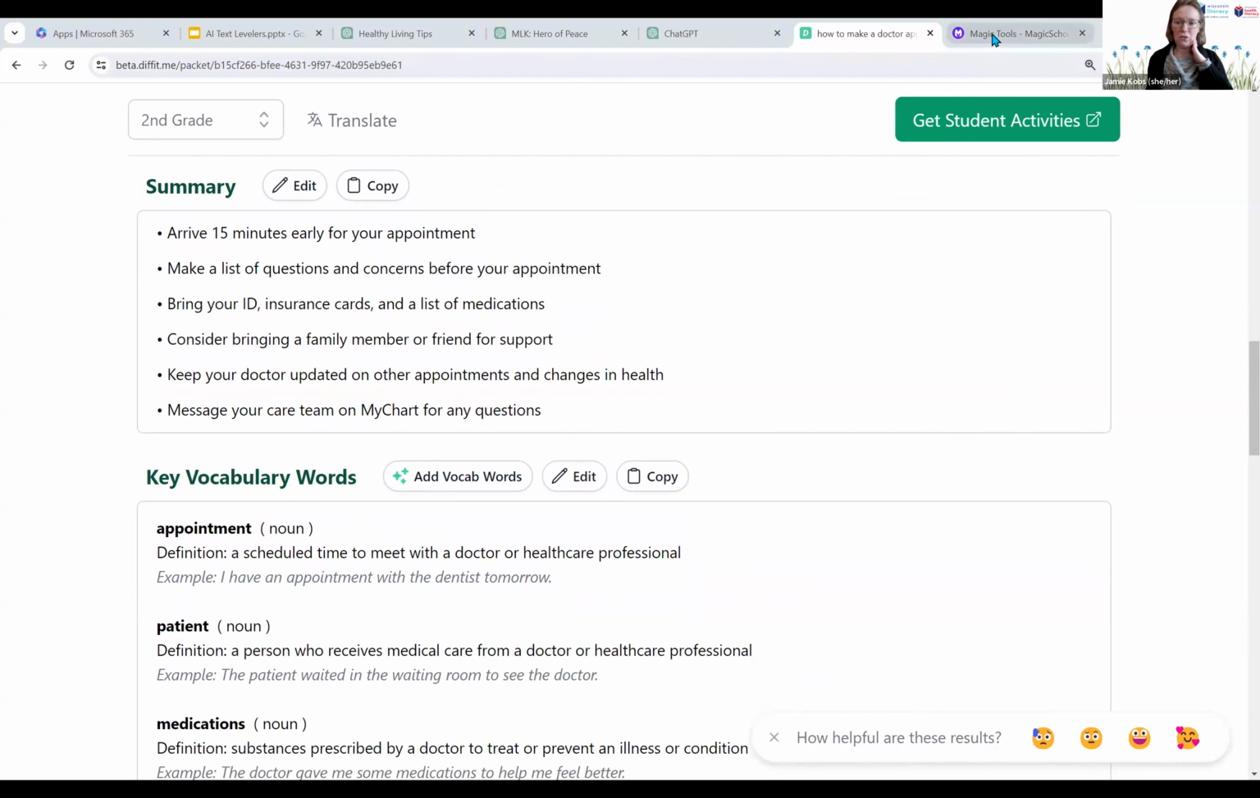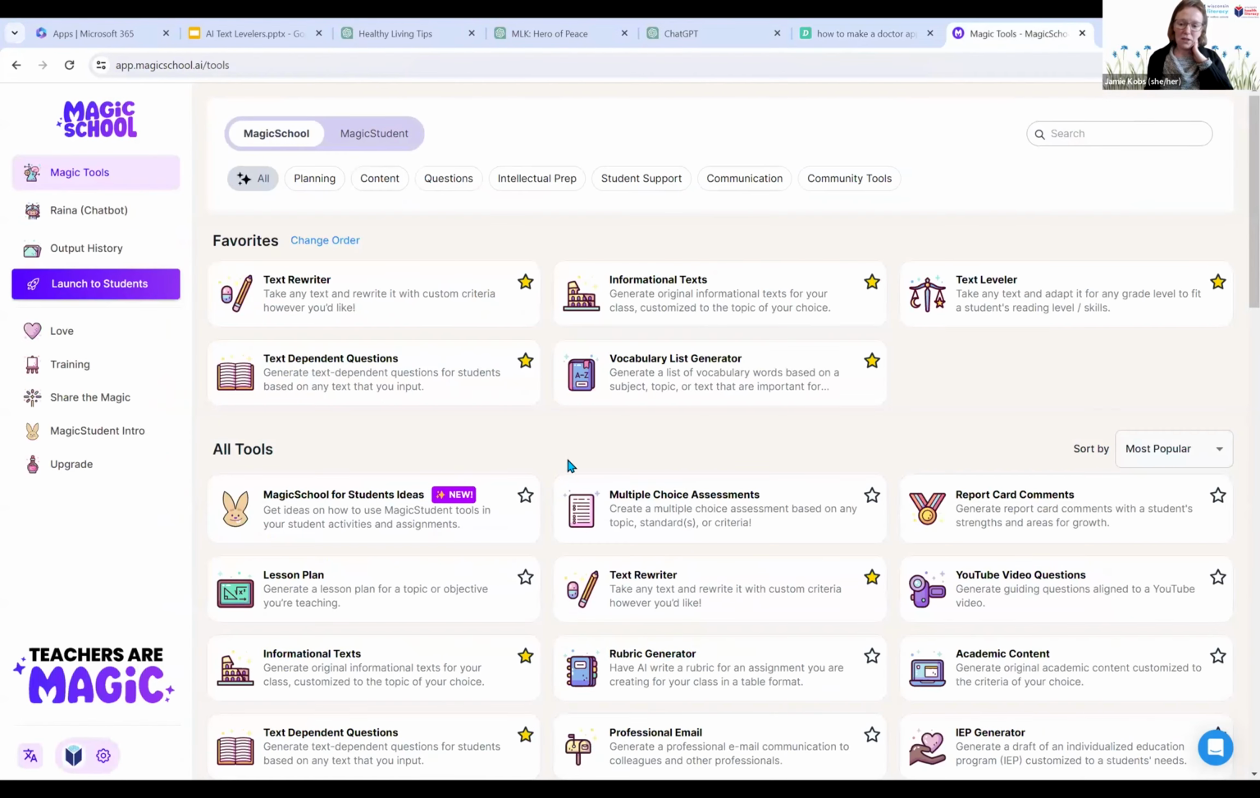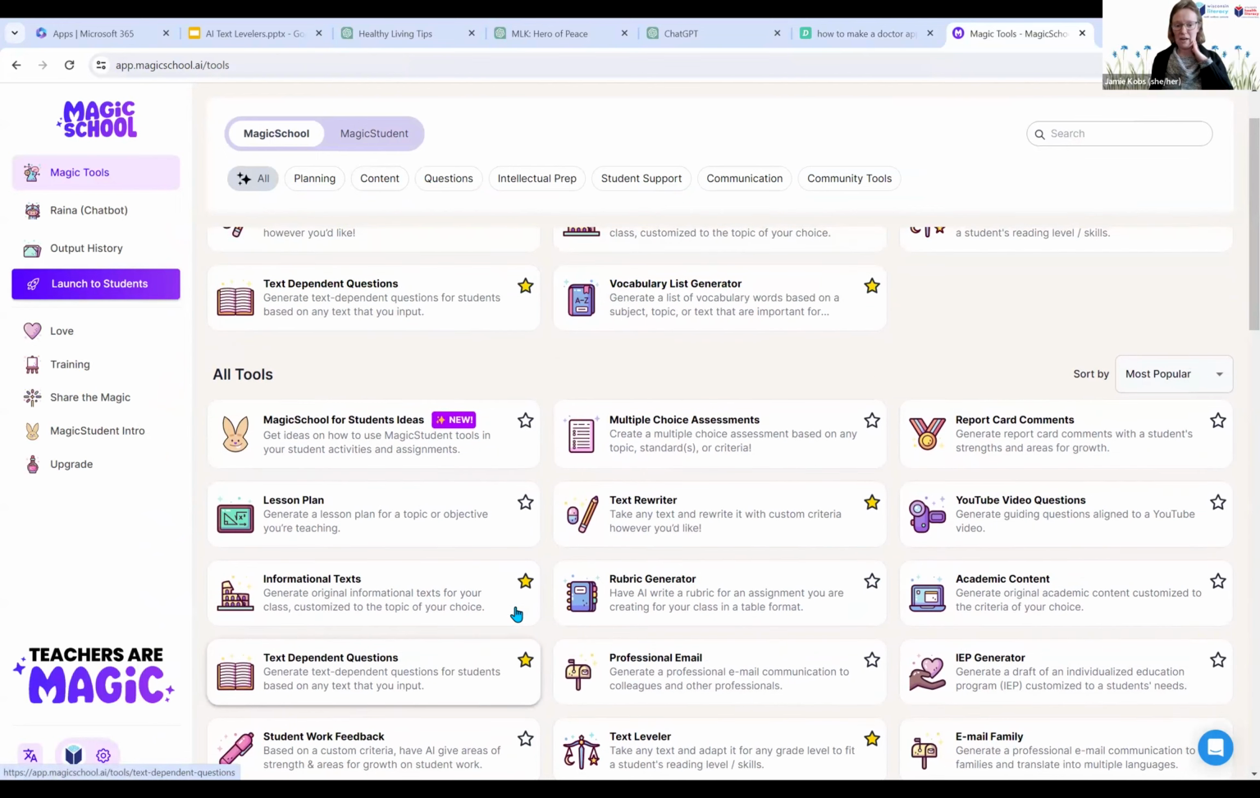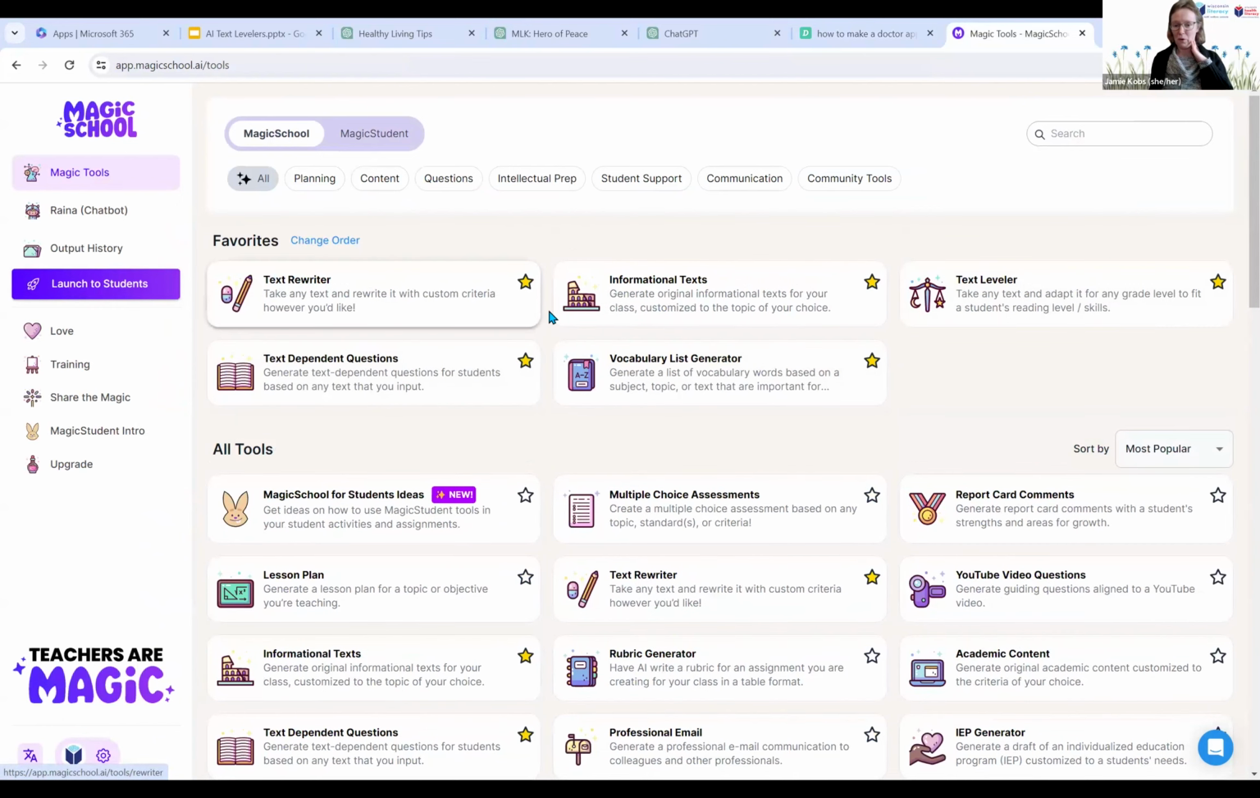All right, we'll do it with a third tool. I just want to show you Magic School's interface. So it does have a ton of different AI tools for educators. And so right now, today, I just put them in my favorites. These are what we would use in order to level text. So it can generate original informational text. You can use the text leveler to adapt existing texts. And then we're going to use text-dependent questions and vocabulary list generator for supplemental materials.